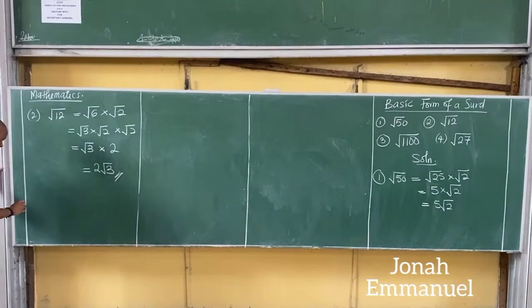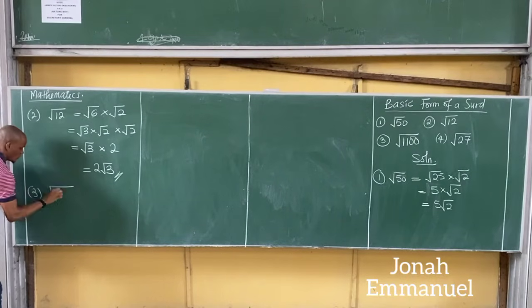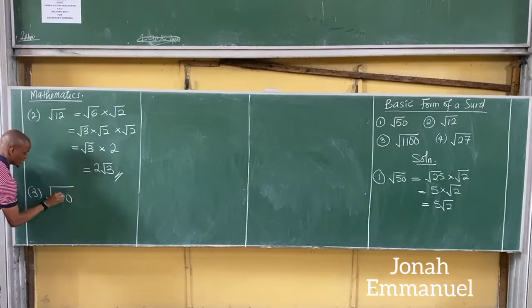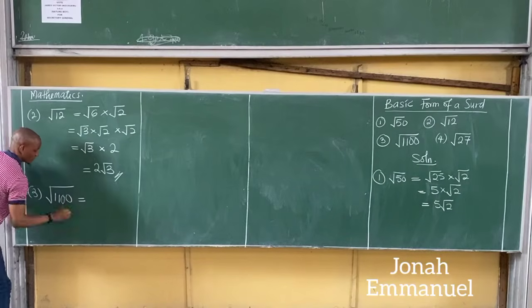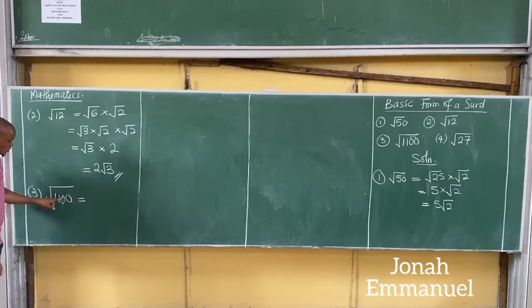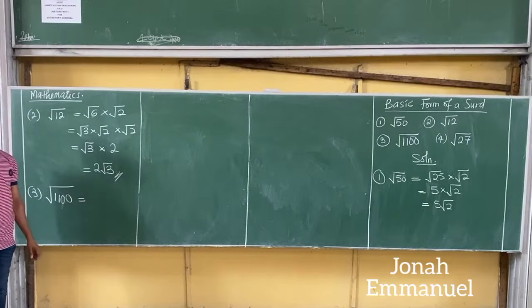Okay, number 3. I have root 1 1 1 1 1 0 0 1 1 0 0 1 1 0 0. At this point again, you have to be very smart. Which number can I use here? You can start with 2, right? But 2 gives me a bulky number.